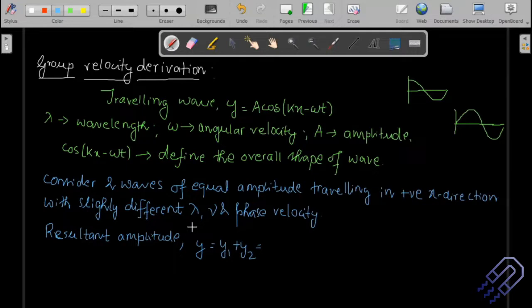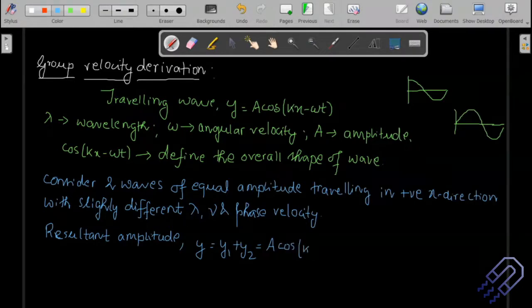Both these waves have values of wavelength and so on, but they are slightly different, so they are not exactly the same. So I will take two different expressions. Their amplitudes are the same, equal amplitude, so I can keep the amplitude as a. I'm saying slightly different wavelength, so that means k will change.